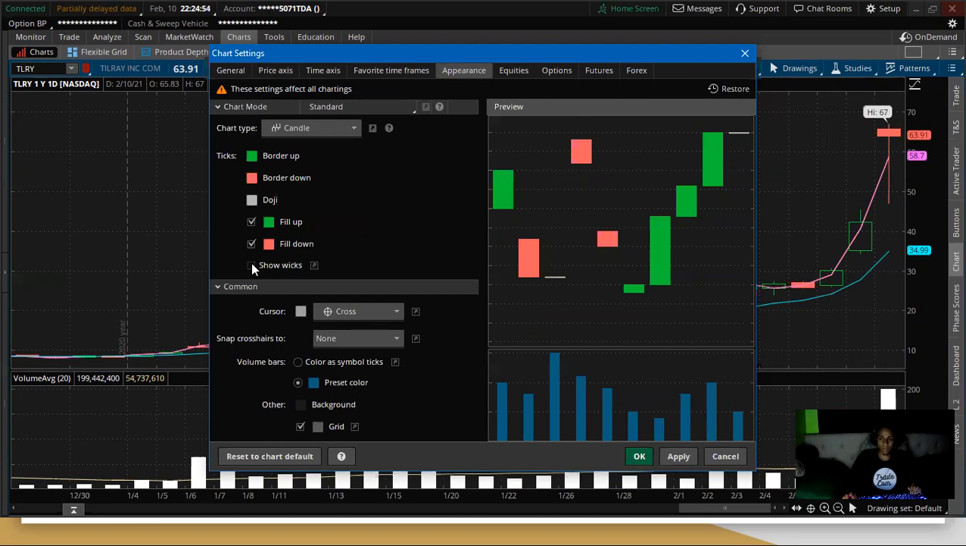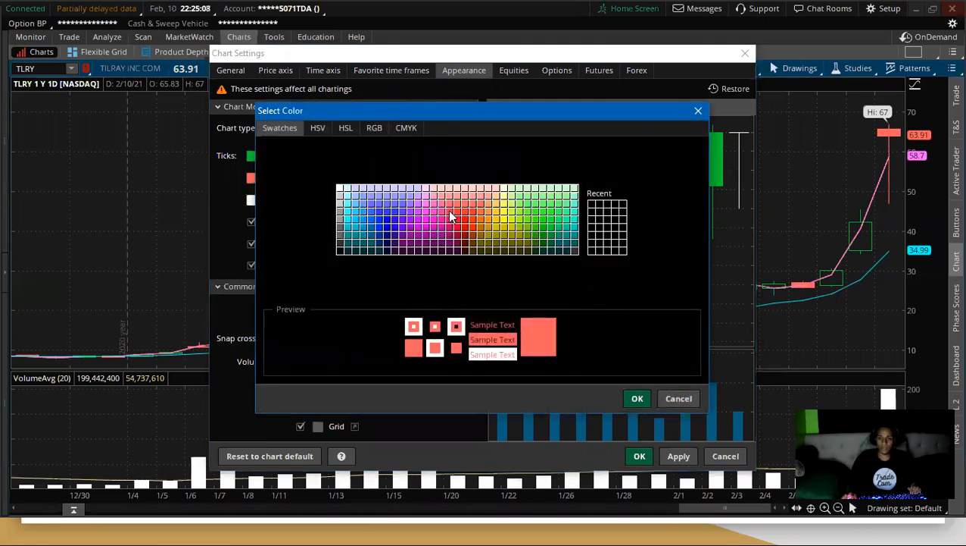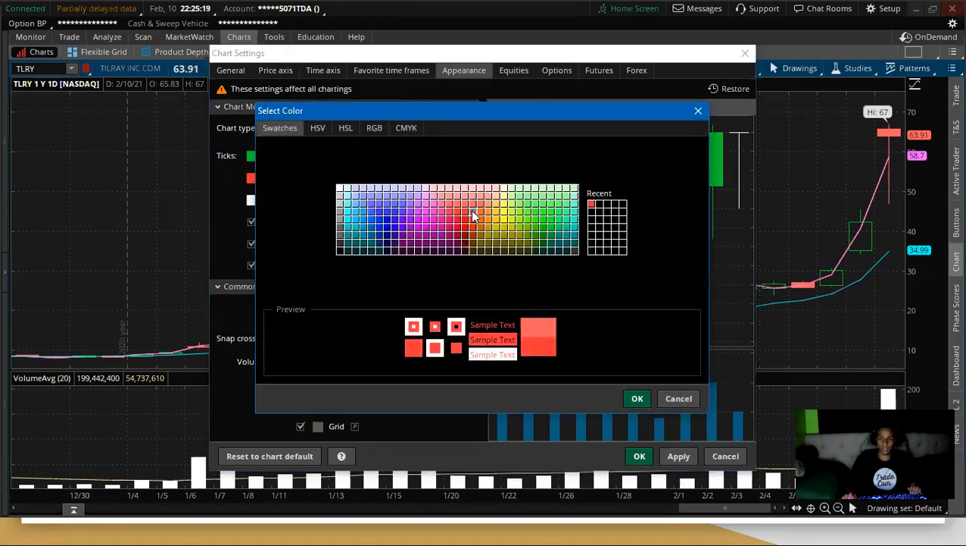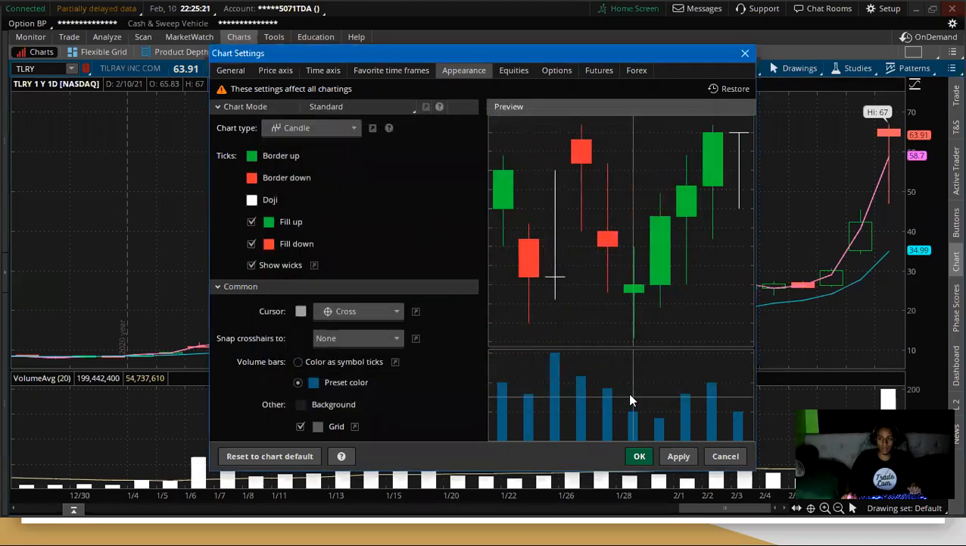All right. The show wick, you want to always see the wicks. There's a lot of information contained in these wicks. And the doji is going to be white. When the candle is red, you want it to stay red. Now, if you want, you could choose whatever color. If you want a deep red, whatever, you could put it like that. Border up and border down, that's what that is. Let me add another red here. So this is all just personal, right? So for me, I wanted my candles to be deep colors.